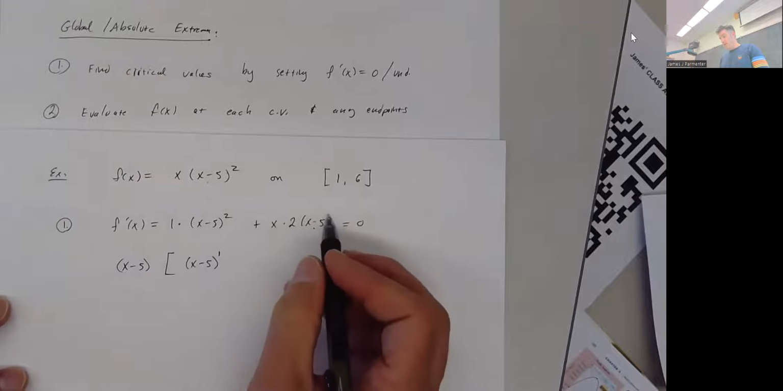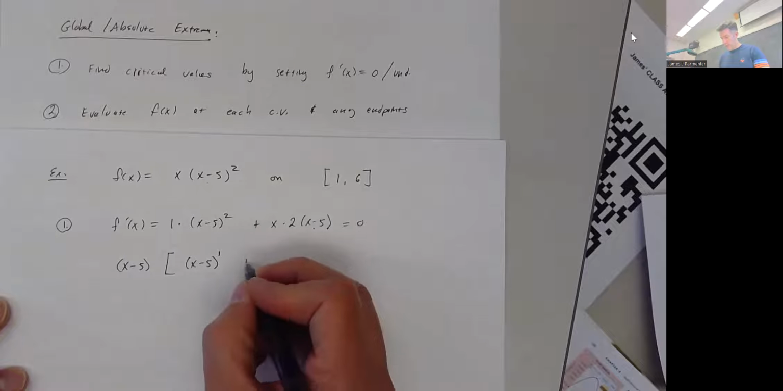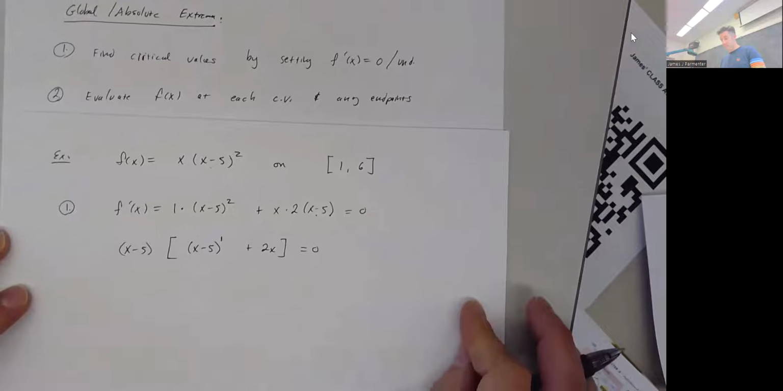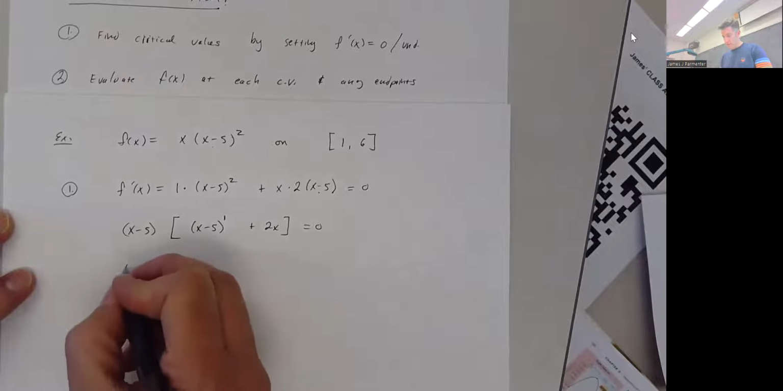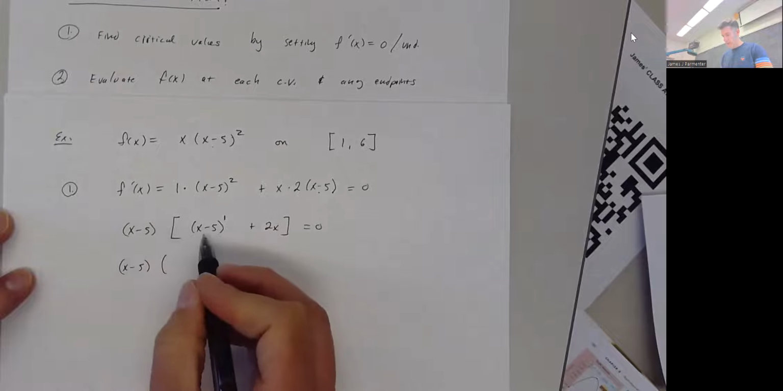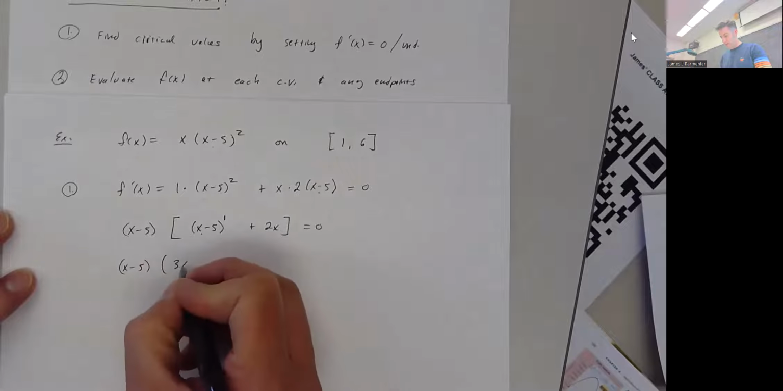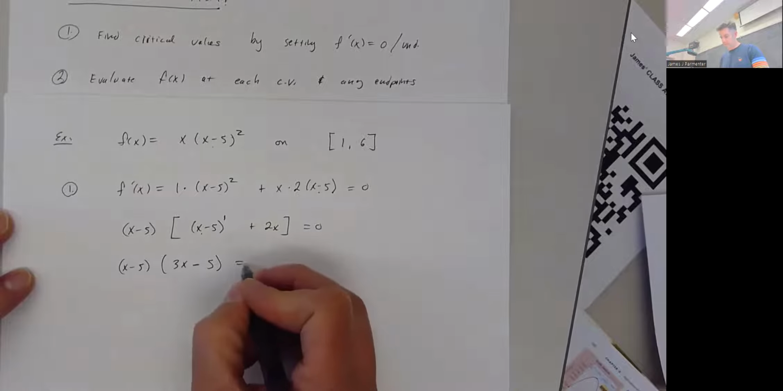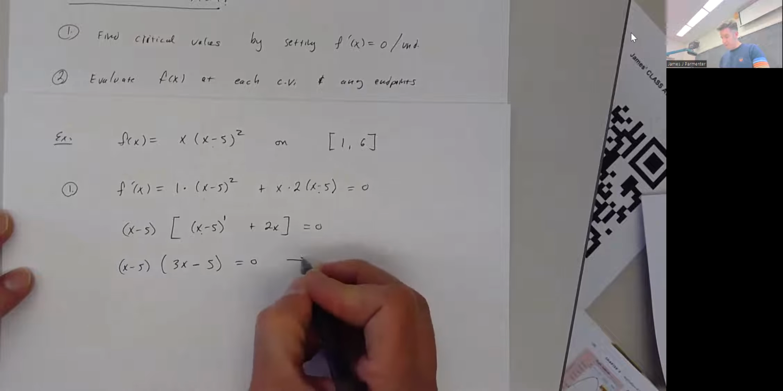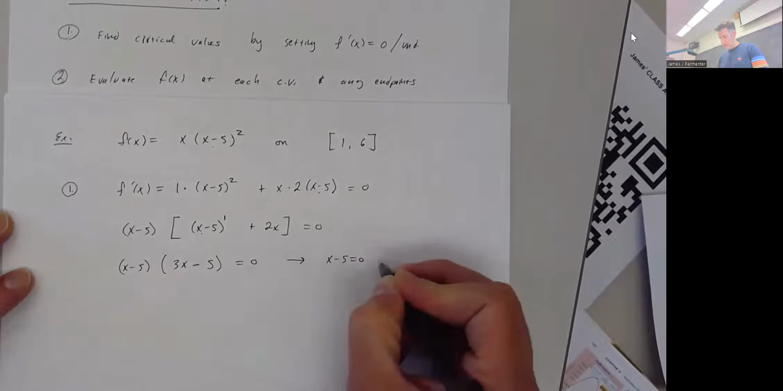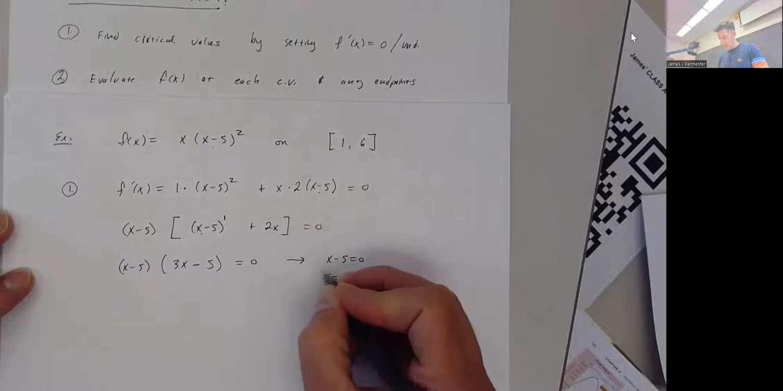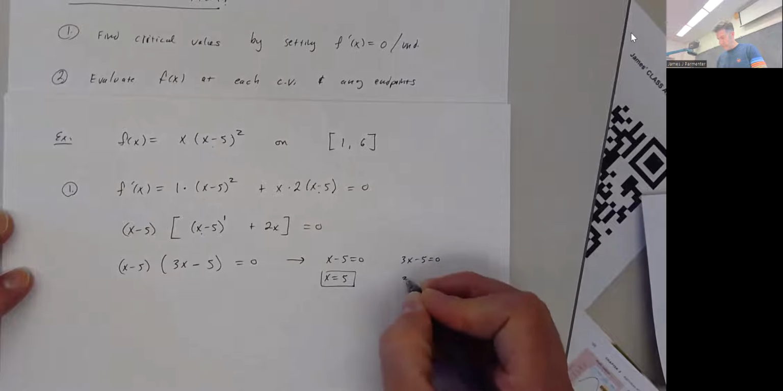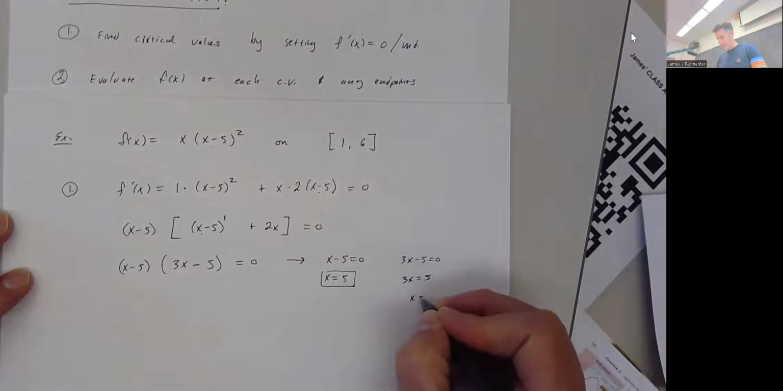And from here, I factored out the only x minus 5 that was there, so I'm left with the 2x. Now, if we simplify the inside of this here, we've got (x minus 5) times (x plus 2x), which is 3x minus 5. Setting each part equal to 0, x minus 5 equal to 0 gives us x equal to 5. That's one of our critical values. And 3x minus 5 equal to 0 gives 3x equal to 5, or x equal to 5/3.